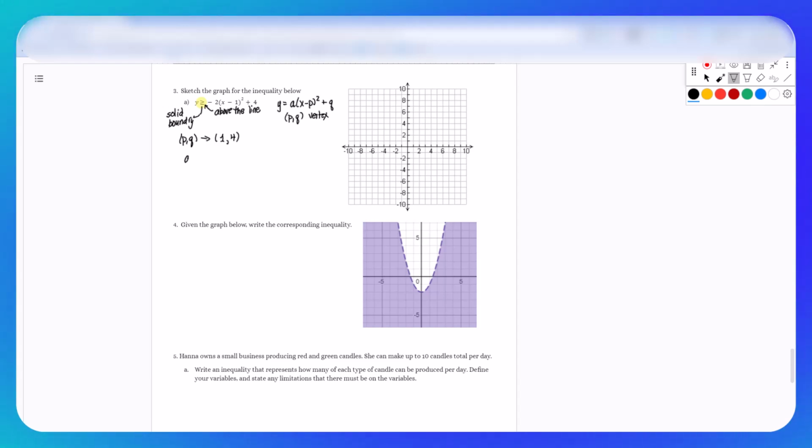Then when we look at the a value, remember the a tells us if a is greater than 0, it opens up. And if a is less than 0, it opens down. Well, in this case, our a value, which is equal to -2, is less than 0, so it opens down. So we have our vertex at 1 and 4. Okay, so let's pick a couple points.